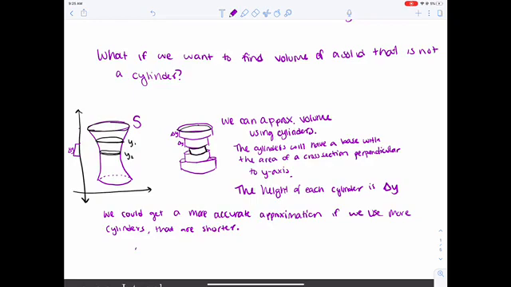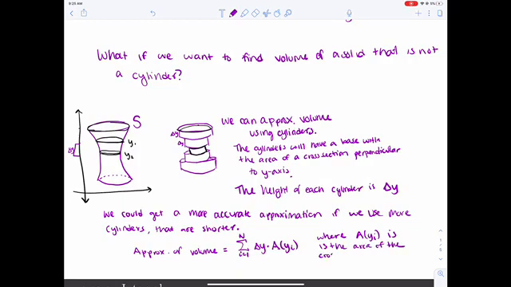So right now our approximation of the volume is the sum of the volumes of all these cylinders. Each cylinder has a height of a delta Y, and then we'll say A of Y_i, where i ranges from 1 to n, is going to be the area of the cross section perpendicular to the y-axis at y_i.